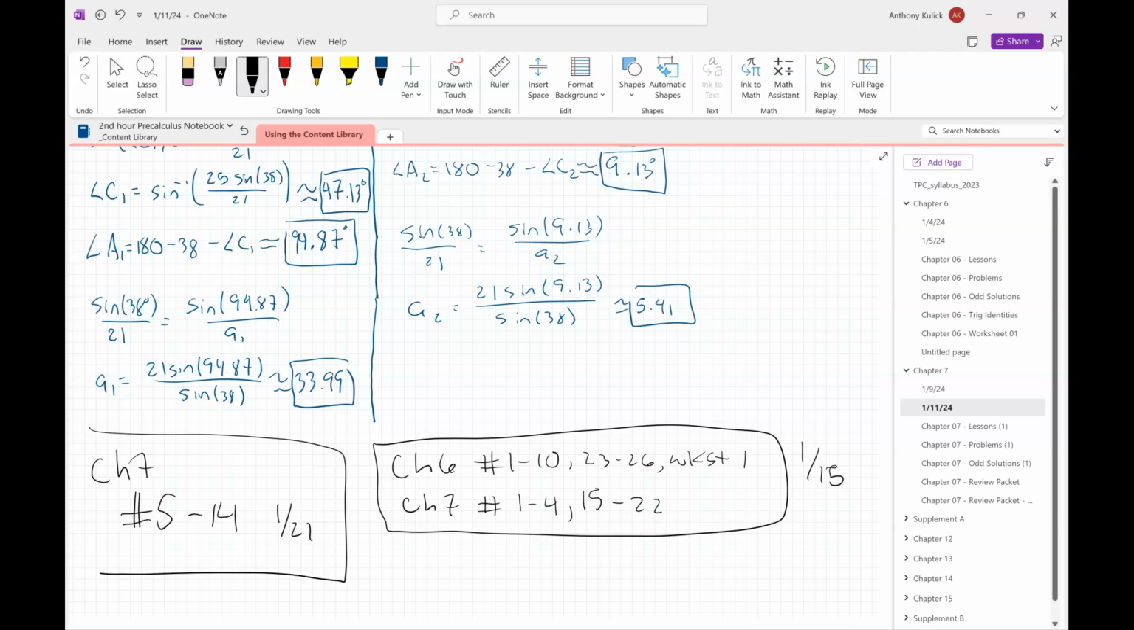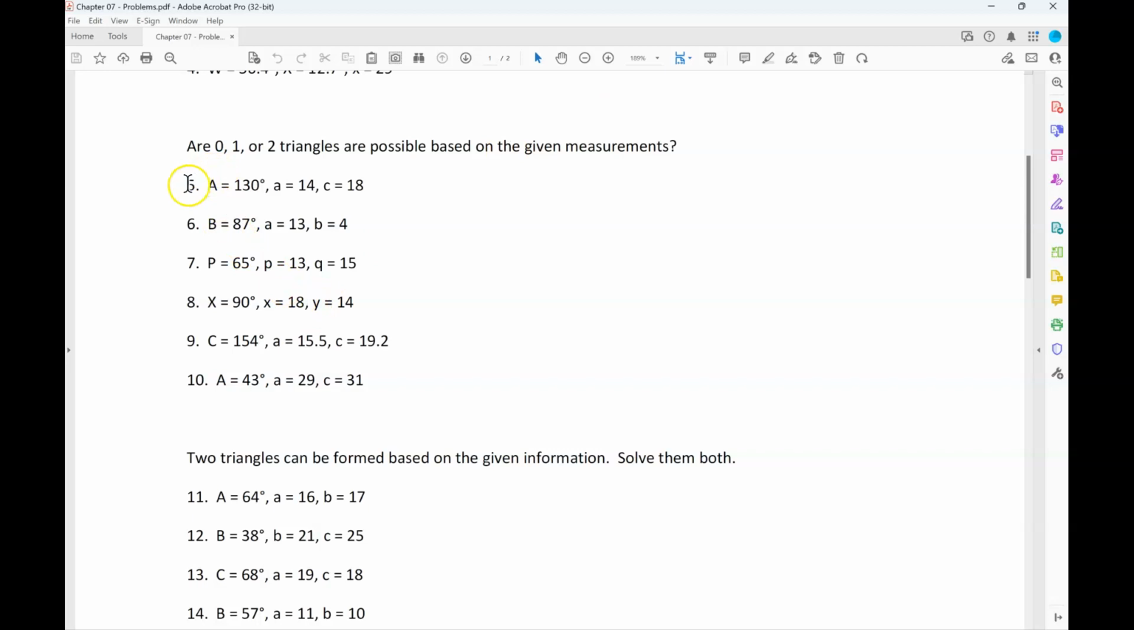Just FYI on this most recent homework, the 5 through 14 there. For 5 through 10, all it's asking for is 0, 1, or 2 triangles possible. Don't solve for the triangles. Just get up to that sine part, where you do sine of the angle. And if it's bigger than 1, equal to 1, or less than 1, say what happens and you're done. Stop. Don't do any more. Those should be relatively fast.